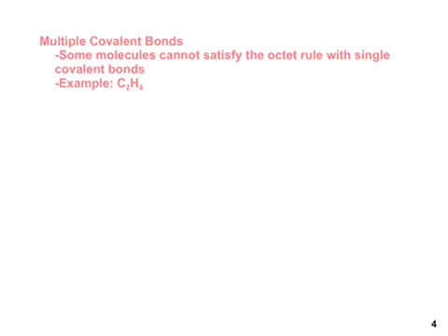So sometimes some molecules cannot satisfy the octet rule with a single covalent bond. So an example of this would be C2H4. So carbon, there's 2 carbon atoms. Each of those bring 4 valence electrons for a total of 8. Hydrogen, there's 4 hydrogen atoms. Each of those bring 1 valence electron for a total of 4. So we need a total of 12 valence electrons in this structure.